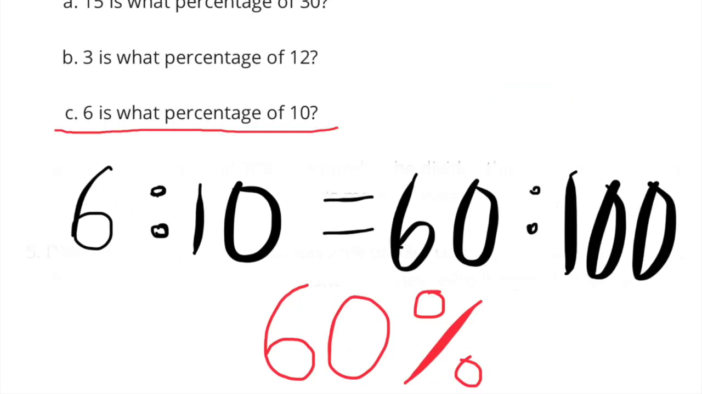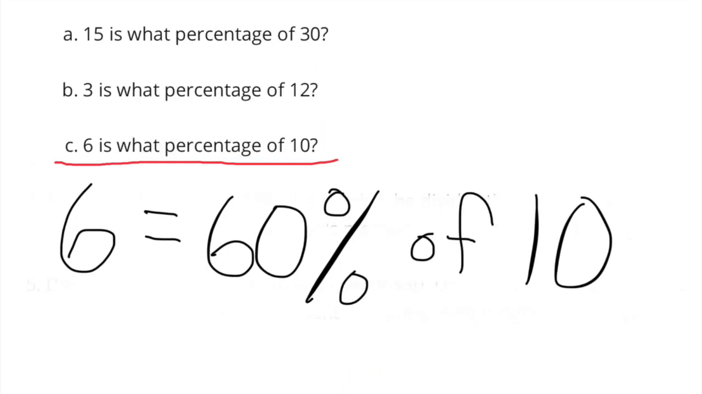C. 6 is what percent of 10? Well, it's pretty easy to turn 10 into 100, so 6 to 10 ratio is the same as 60 to 100 ratio, and 60 to 100 is the same as 60 hundredths, which is 60%. So 6 is 60% of 10.